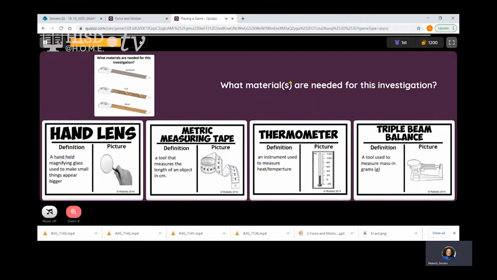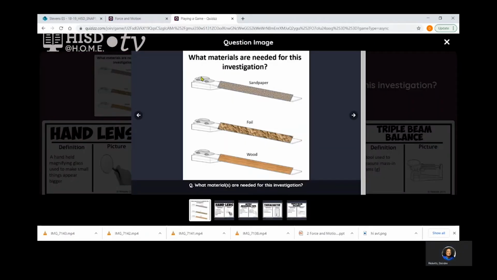Yay! What materials are needed for this investigation? So let's take a look. Car, same. What do I need? I know the sandpaper and the surfaces are different. So I want to see if the surface of the ramp affects the distance the car travels.